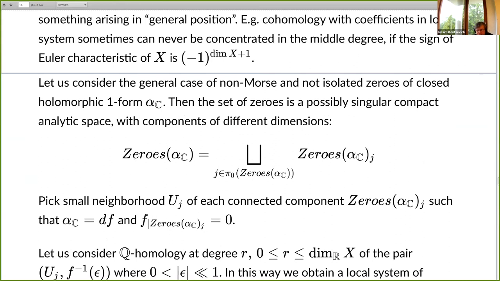Also consider a very general arbitrary closed holomorphic one-form. The space of zeros is very complicated, with very singular components of very different dimension, but it has finitely many canonical components. And for each canonical component, in a small neighborhood, one can represent the form as a differential of a function, which vanishes on the set of zeros. So you get this canonical function near the set of zeros.